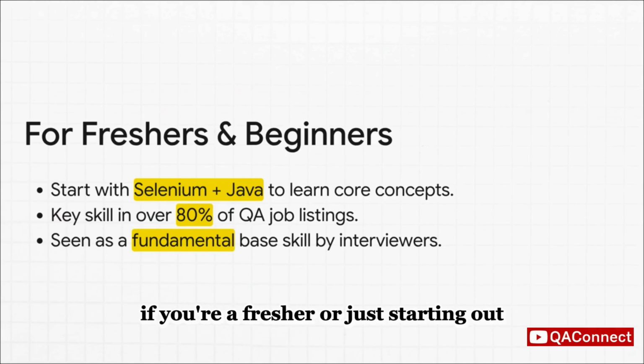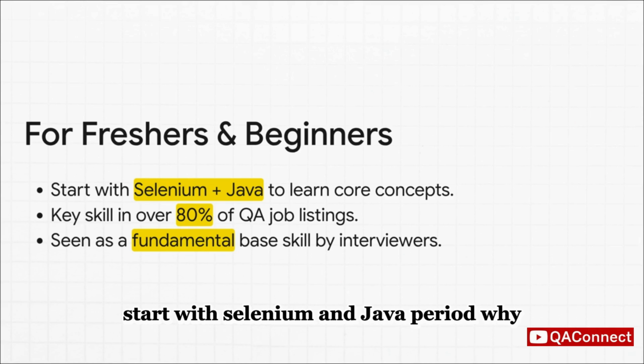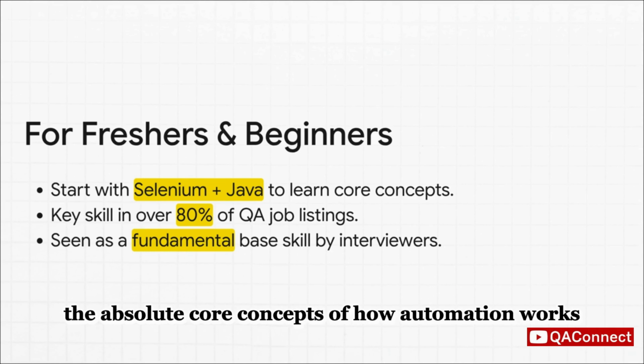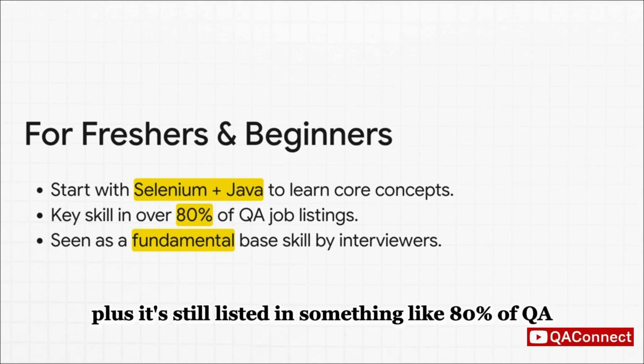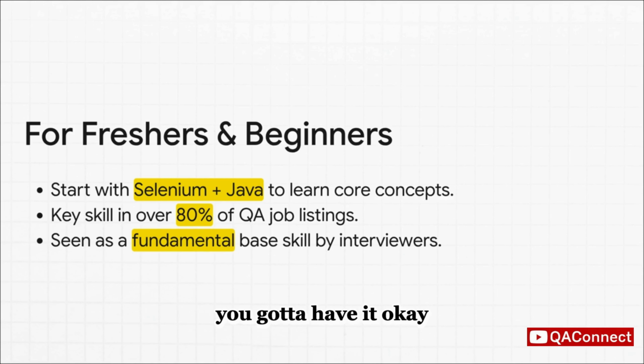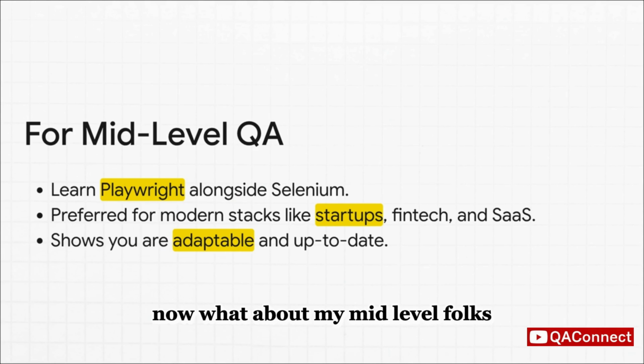All right, if you're a fresher or just starting out, listen up. The advice here is super clear. Start with Selenium and Java, period. Why? Because it forces you to learn the fundamentals, the absolute core concepts of how automation works. Plus, it's still listed in something like 80% of QA job postings. Interviewers look for it. They see it as your foundational skill. You gotta have it.